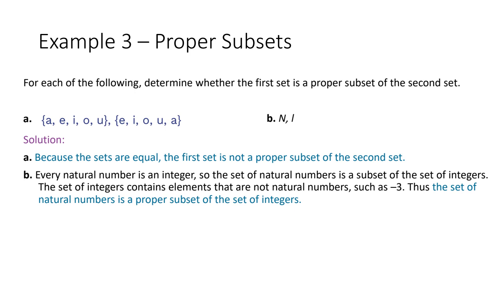In B, we have the natural numbers, and then we have the integer numbers. The natural numbers are supposed to be the numbers from 1 all the way to infinity. And I is actually the positives and the negatives. So this statement is true because there are more objects in I. They're not equal. So the set of natural numbers is a proper subset of the set of integers.